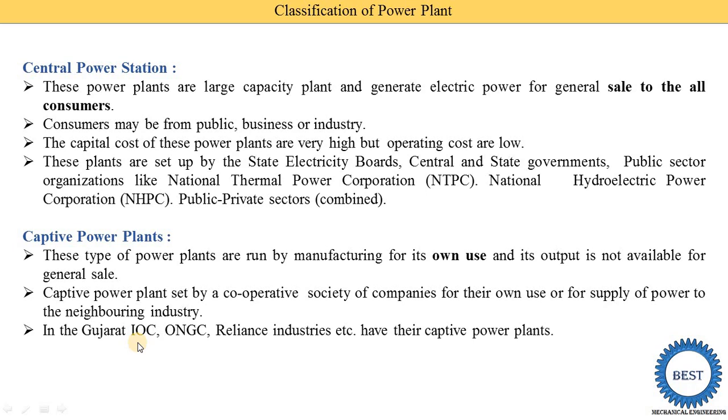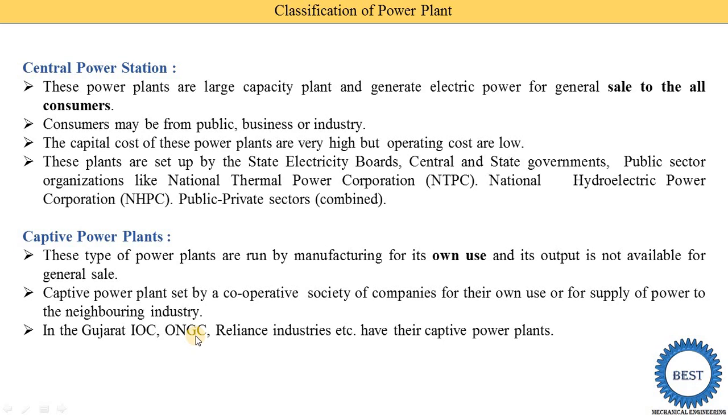In Gujarat, IOC, ONGC, and Reliance Industries have their captive power plants. So a lot of companies have their own power plants, and they are using electricity from their power plants. They are not purchasing electricity from the state electricity board.